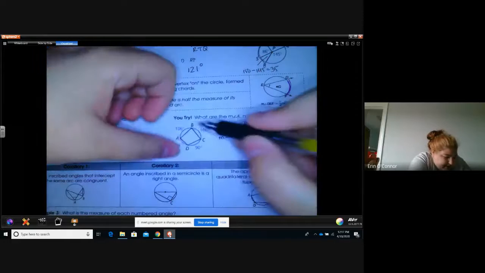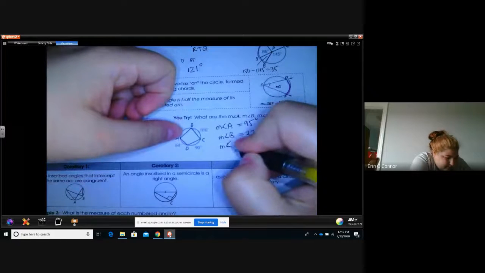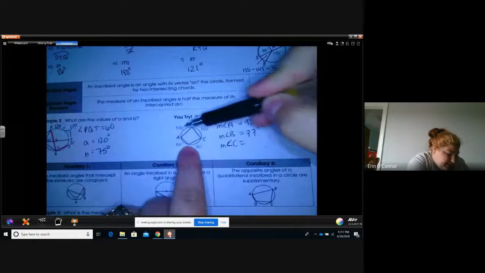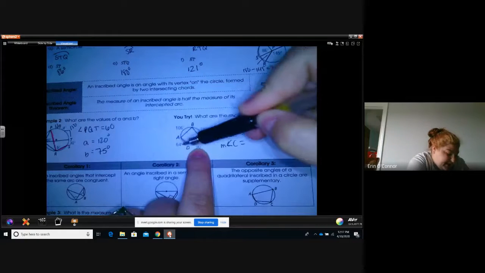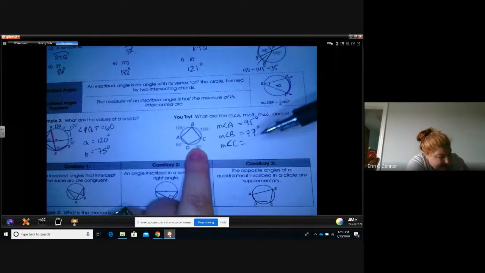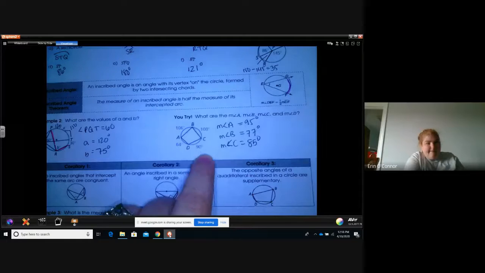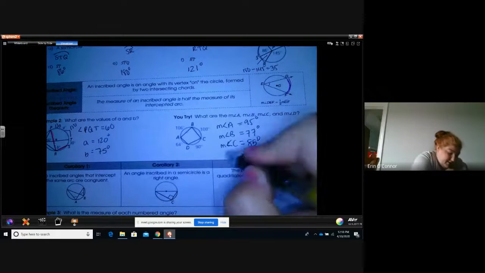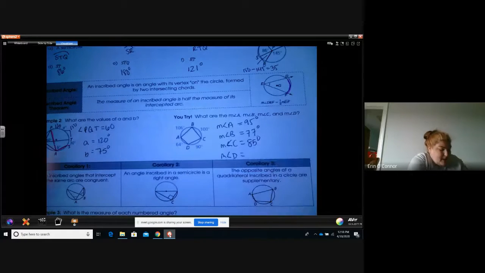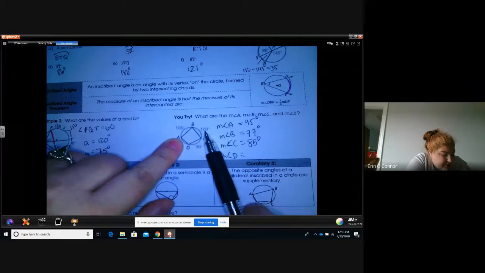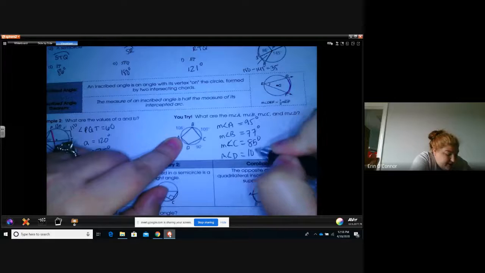Okay, measure of angle C. This is the inscribed angle. It's from 106 and from BAD. So 106 and 64. You add those up, you get 170. Half of that is 85 degrees. And finally, the measure of angle D. Measure of angle D is 106 plus 100, 206. Half of that is 103.